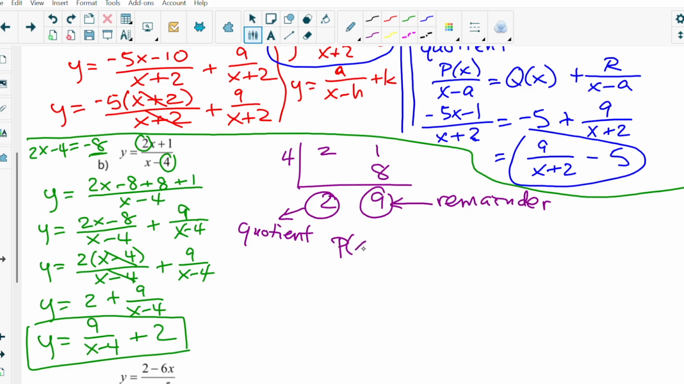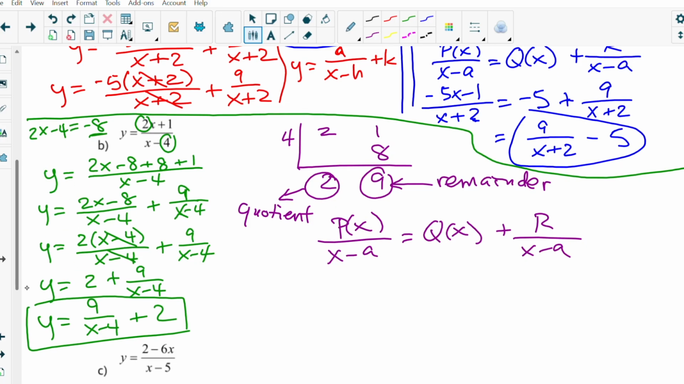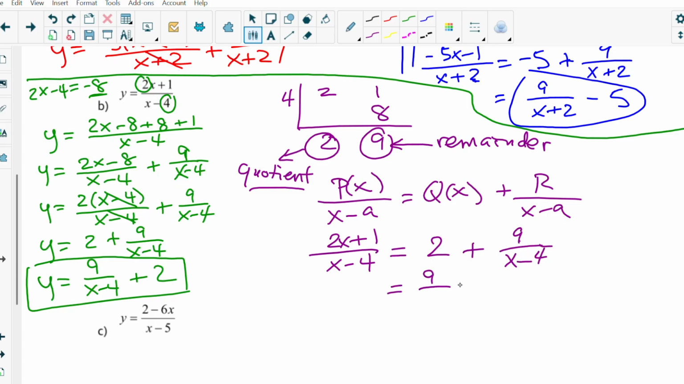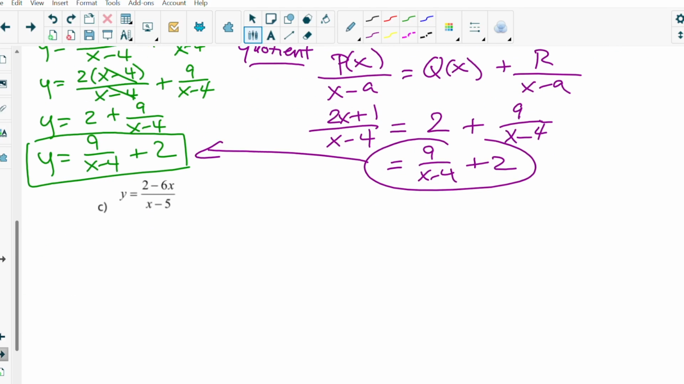So recall p of x over x minus a, so the polynomial divided by the divisor equals the quotient plus the remainder divided by the divisor again. So this is our equation from synthetic division. And so I have 2x plus 1 divided by x minus 4. That was what we originally started with. The quotient is 2 plus the remainder is 9 divided by the divisor is x minus 4. And so if I spin that around, that's 9 over x minus 4 plus 2. And that is the same that we have from the start.